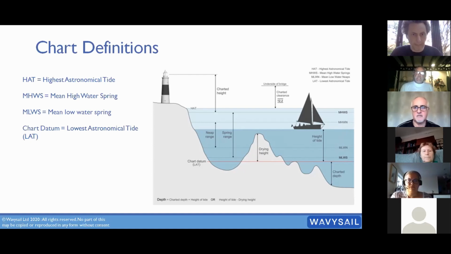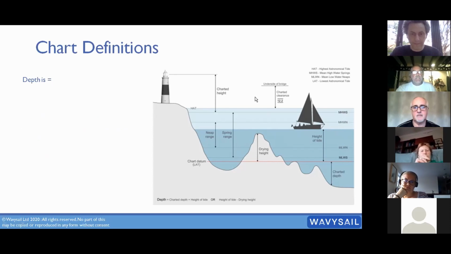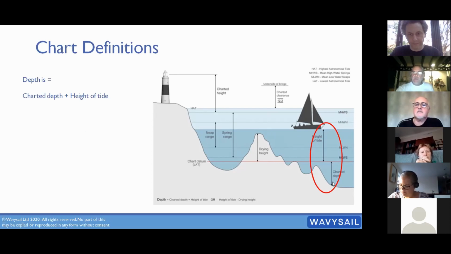So if you see a depth on a chart, it's what's below chart datum. So if you want to actually find out your depth, or above the drying height. So for instance, tide where this boat is now, that drying height is actually underwater. Okay, so depth is your charted depth below chart datum plus your height of tide. Okay, that'll give you your depth.